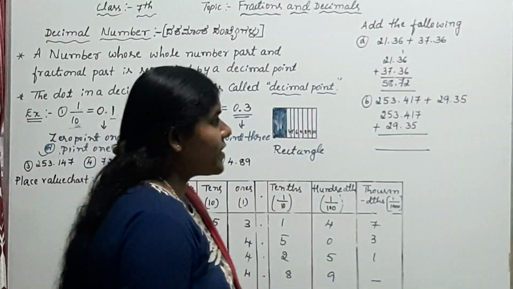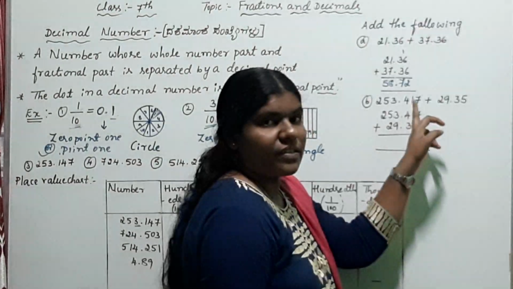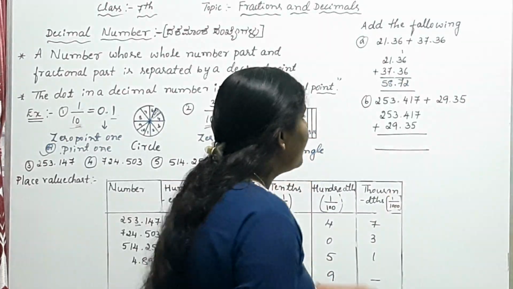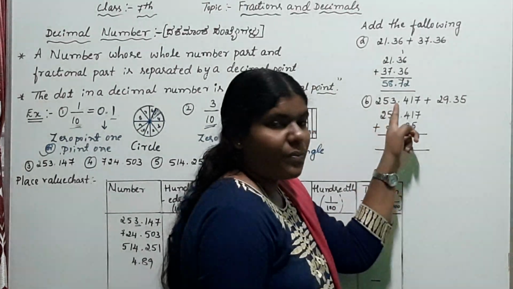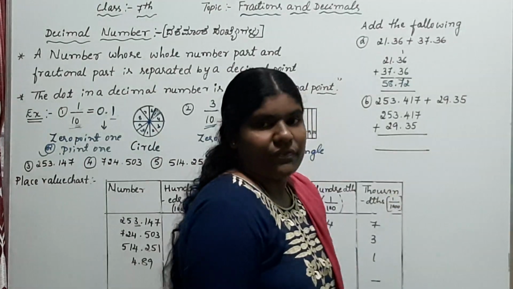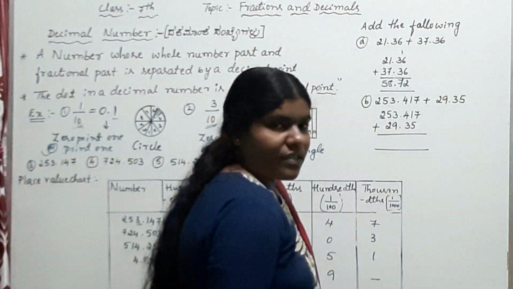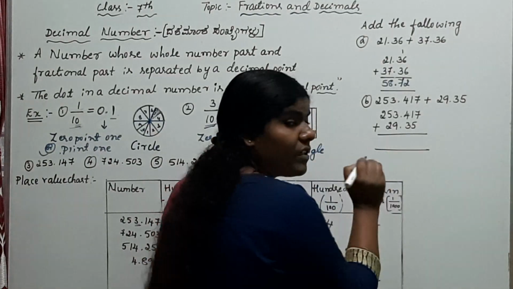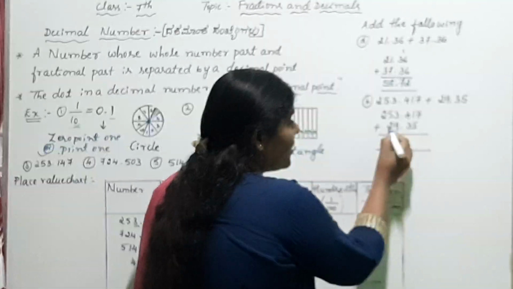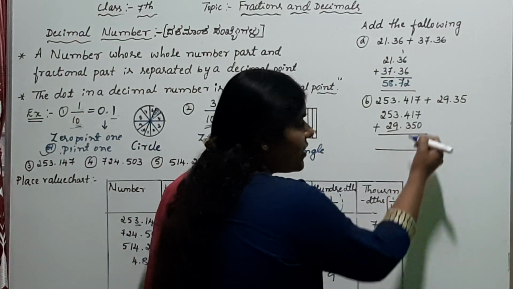Next, I will consider one more example. First, after the decimal, I will consider a 3-digit number. Here, after the decimal, I will consider a 2-digit number. Now you see, 253.417, you add with 29.35. 253.417 as it is you write. Next, here you write neatly in the place values. Here only 2 numbers are there, 29.35. After that, in the third place you write 0.